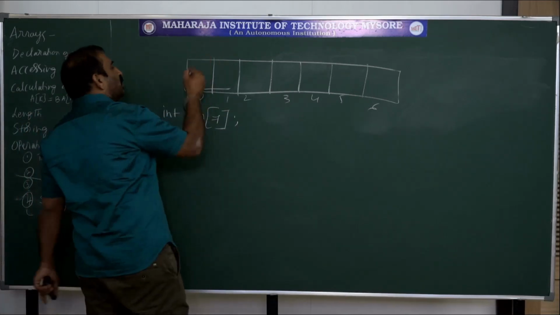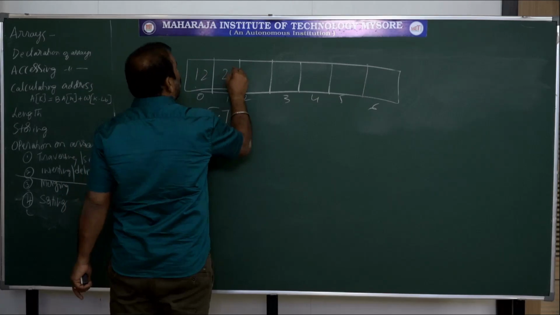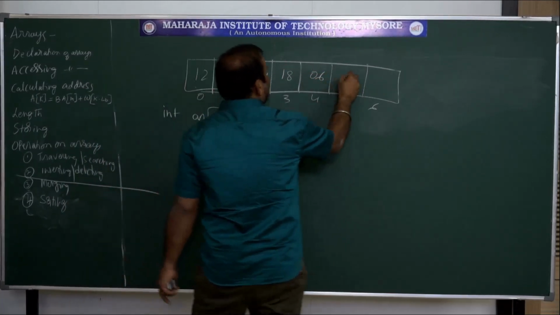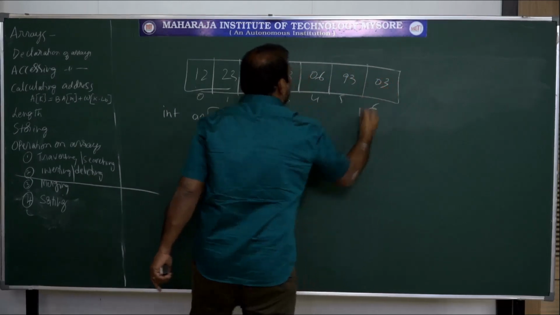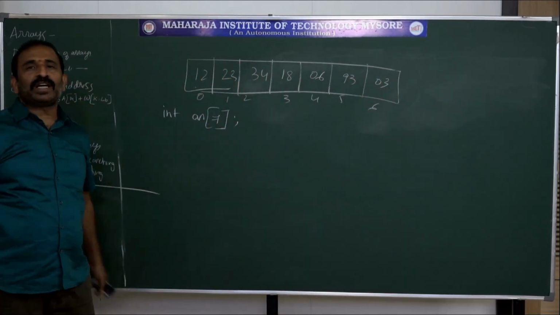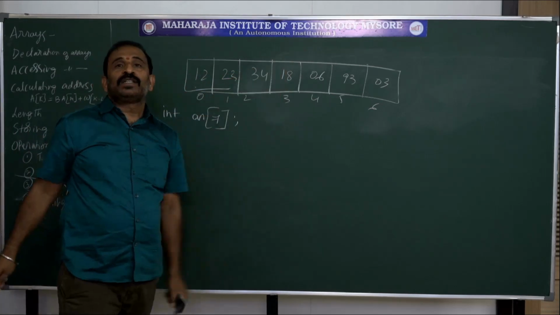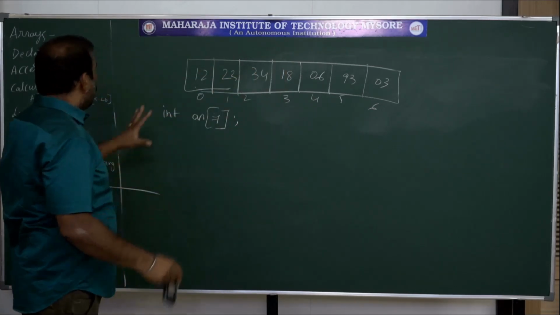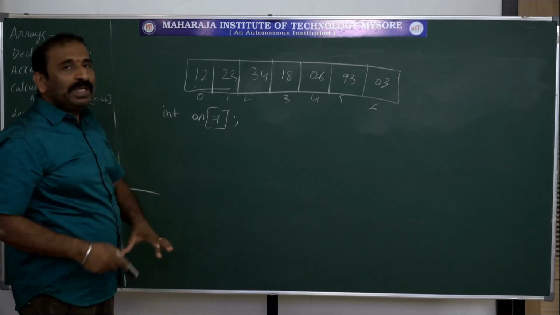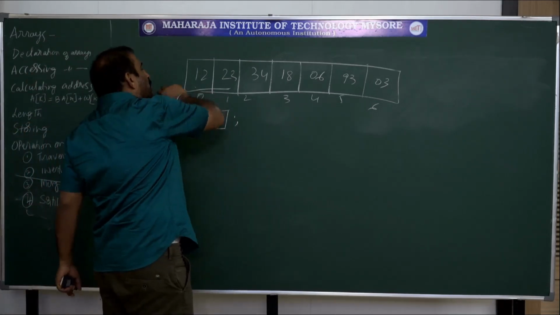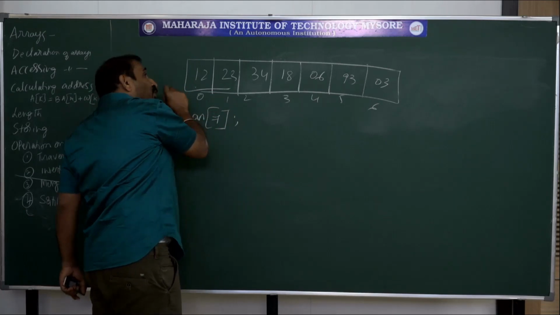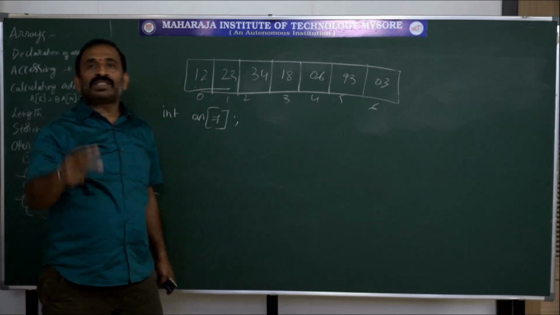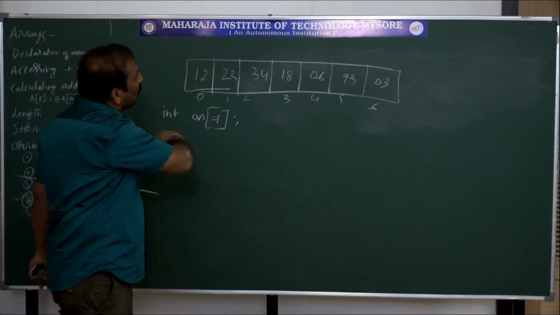Now, for traversing, you have some elements. So this is 12, 23, 34, 18, 06, 93, 0, something like this. These are the data I have stored over here. Alright. Now, traversing means I will be moving from the left, from the 0th index value to the last index value. Last index value is 6. So therefore I will be traversing.